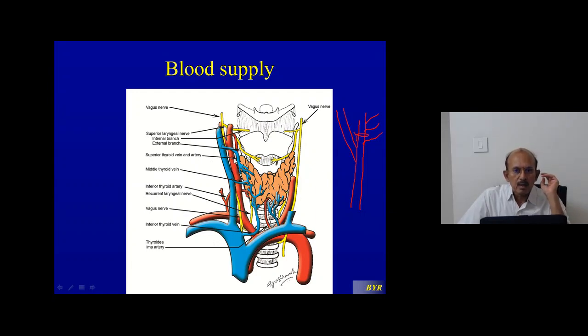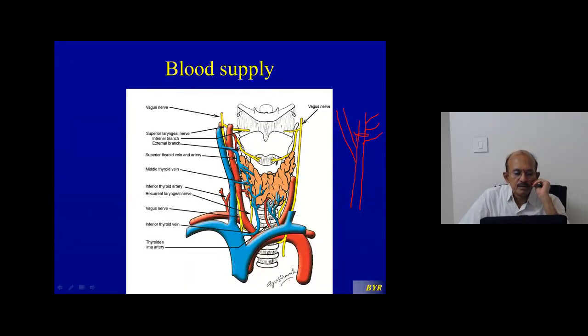So this is the external carotid artery. The first branch is the superior thyroid artery. The superior thyroid comes to the superior pole of the thyroid gland and divides into multiple branches. Sometimes it divides even before coming to the superior pole of the thyroid gland, and it supplies the parenchyma of the thyroid gland. The importance of the superior thyroid artery is that it is accompanied by a nerve.